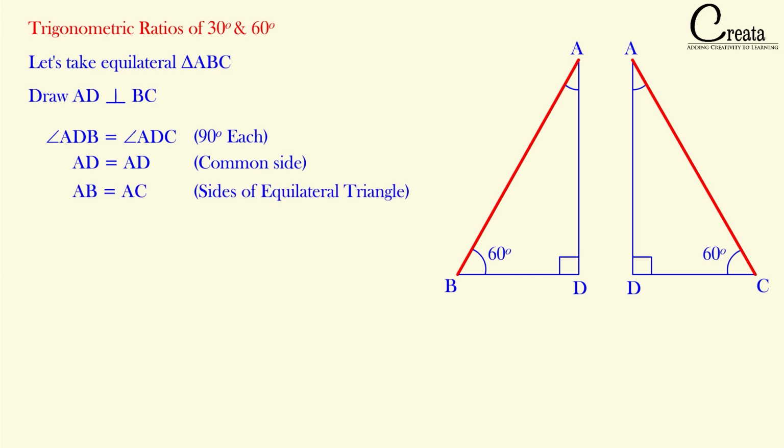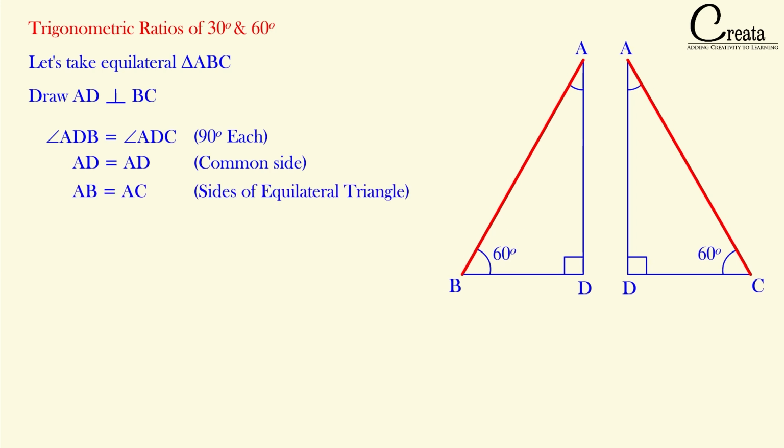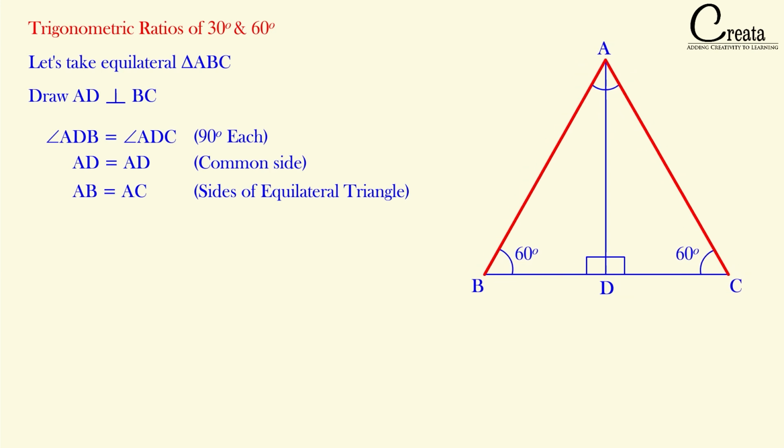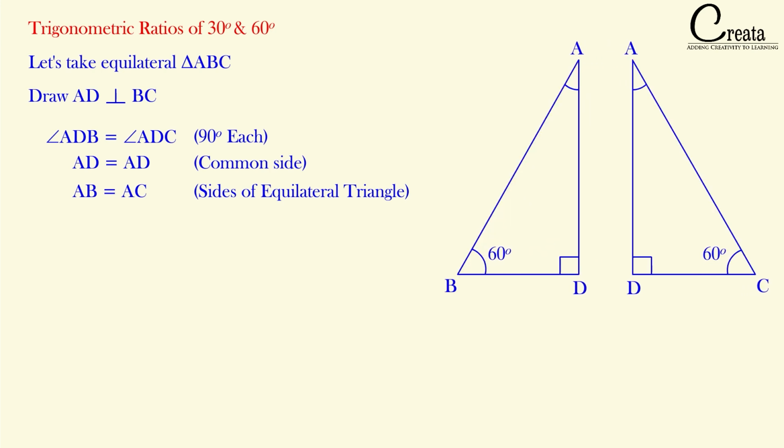Why? Because in the starting we have taken the triangle ABC as an equilateral triangle, and in the equilateral triangle all the sides are equal. So AB and AC will be equal to each other. So by RHS criteria, we can say both the triangles are congruent to each other. RHS, right angle, hypotenuse, side. Here both are right angle triangles, hypotenuse are also equal, and one of the sides, that is AD, is also equal. So we can say both the triangles are congruent to each other.